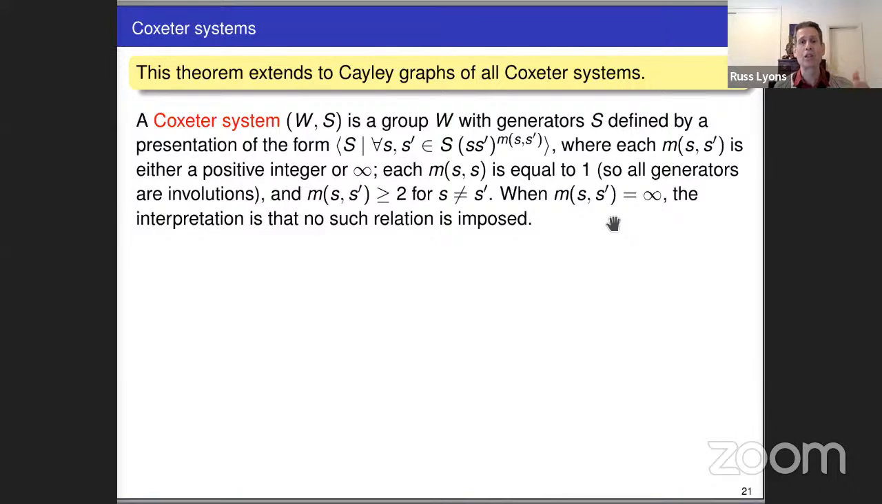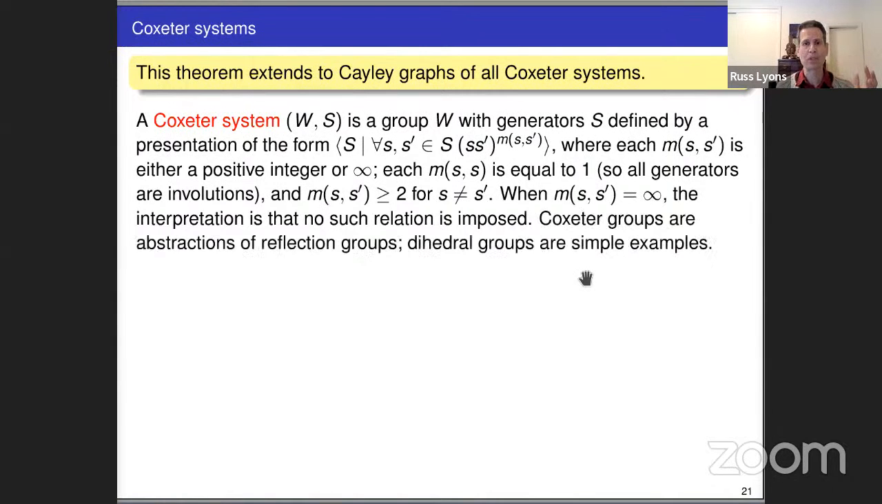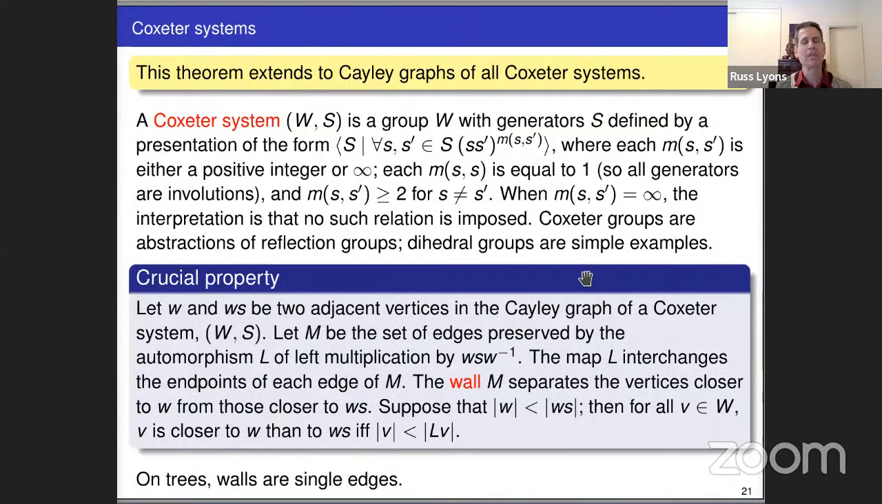So it turns out these are actually the orders of these elements in the group. And all of those examples, those reflection groups that I gave to you, were examples. In fact, Coxeter groups are abstractions of reflection groups. Dihedral groups are one of the simplest examples, symmetries of a regular polygon. And the crucial property that Coxeter systems have, so we're considering k-graphs only with respect to these special generators, is the following.